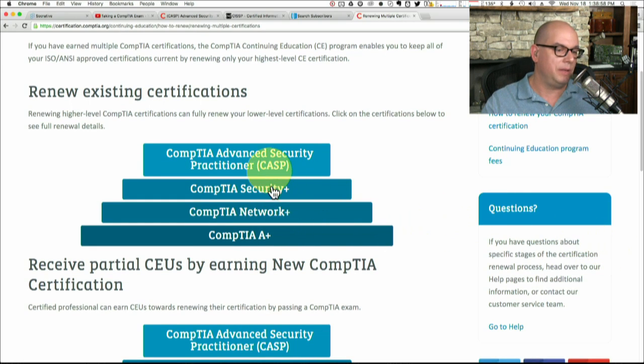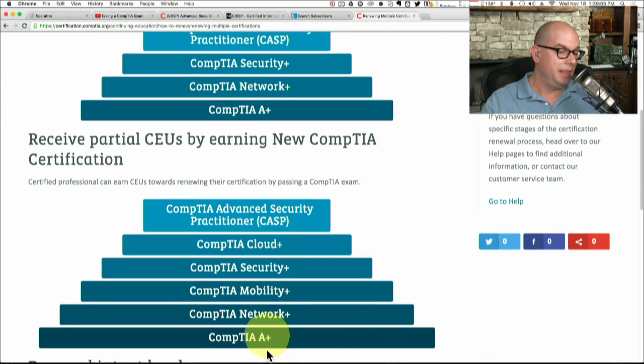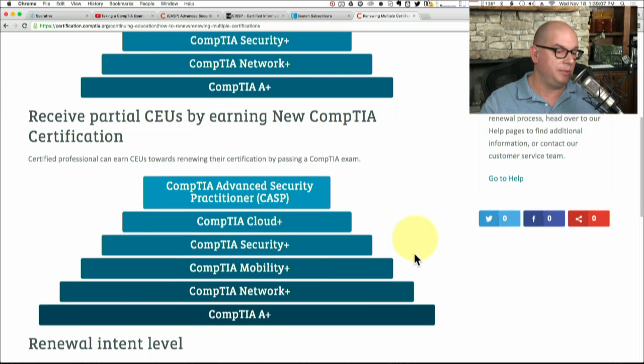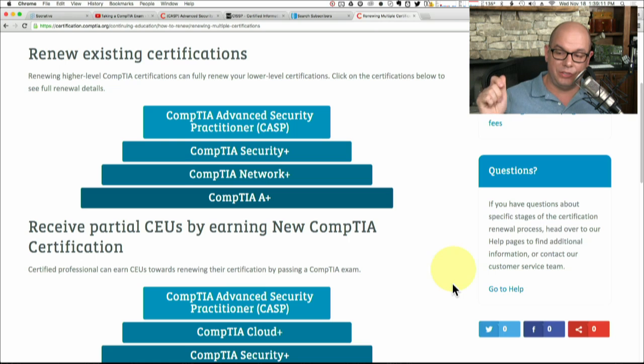So it's A+, Network Plus, Security Plus, and CASP. They also have partial renewals that go a little bit further: A+, Network Plus, Mobility, Security, Cloud, and CASP. So that's one of the things you can do. That's if you're renewing it by doing this through a CompTIA exam.